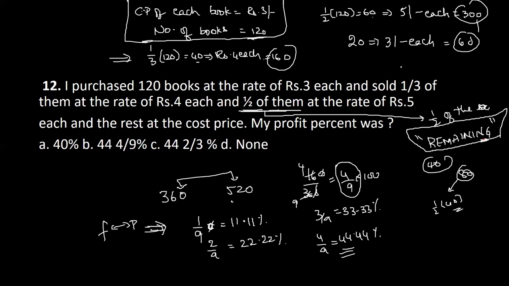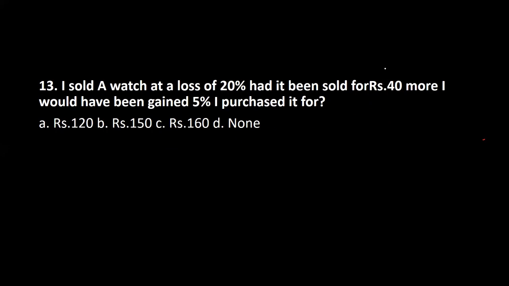Okay, but I hope you understood this one. I'll go on to the next question now. The next question: I sold a watch at a loss of 20%. Had it been sold for rupees 40 more, I would have gained 5%. I purchased it for. Now what does the question want?